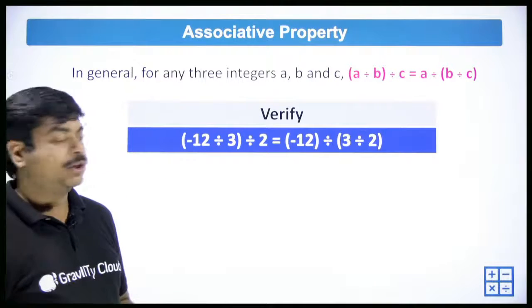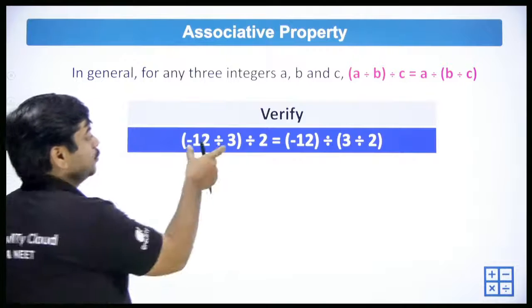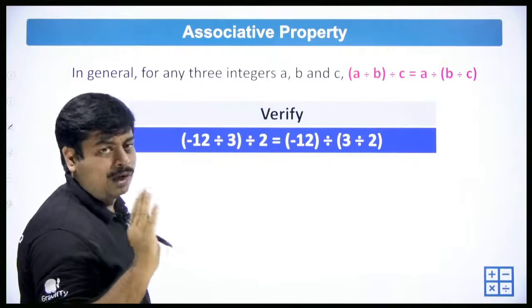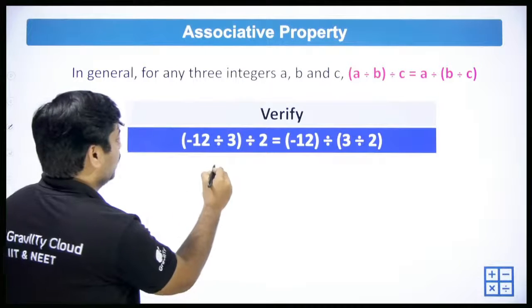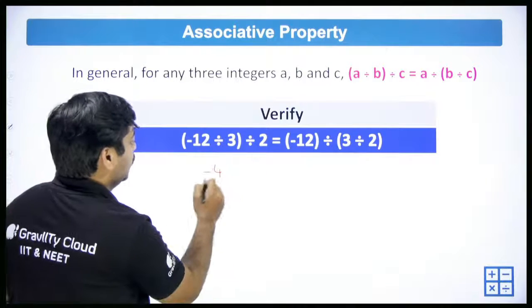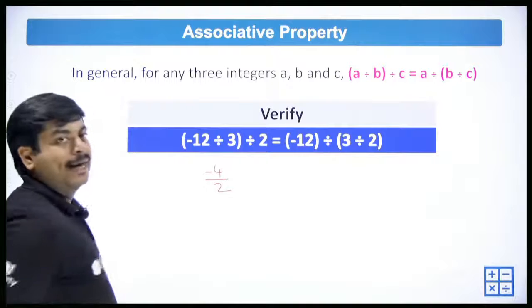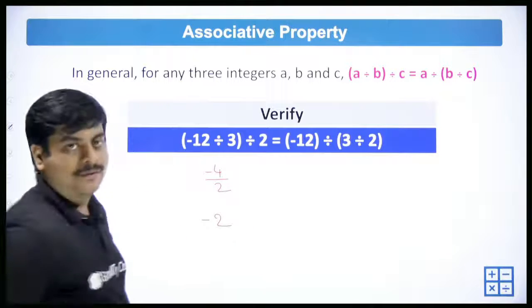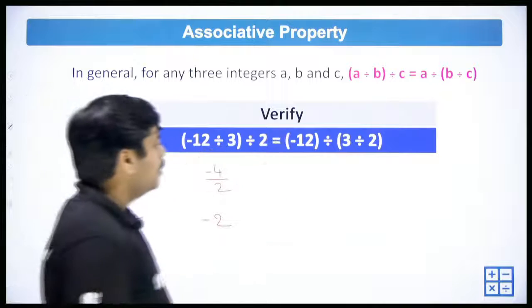So let me take a small question. Minus 12 divided by 3. 12 by 3 is 4, correct? So we have a negative, minus 4, divided by 2. Minus 4 divided by 2 will give you minus 2 as the answer. Let us check that here.